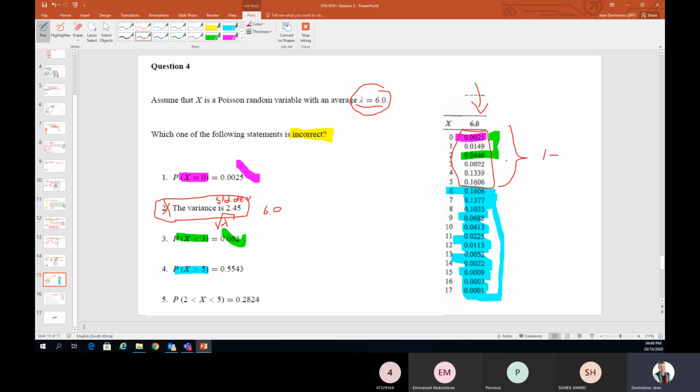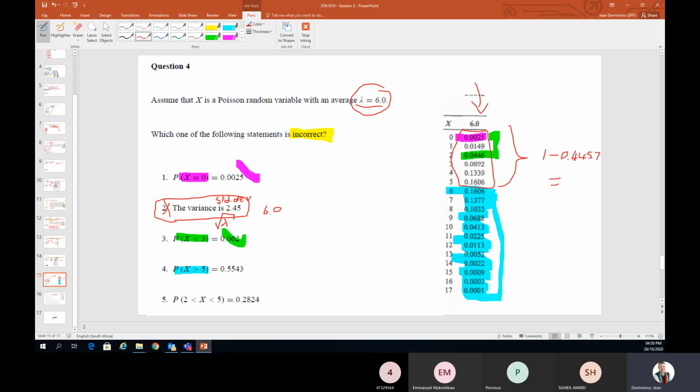So it is 0.0025 plus 0.0149 plus 0.0446 plus 0.0892, sure, plus 0.1339 plus 0.1606, which gives me 0.4457.